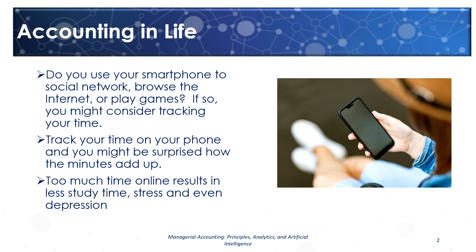Before we jump into job order costing, let's connect this to something familiar. Think about your smartphone usage. Many people spend far more time than they realize on social media, browsing the internet, or playing games. If you tracked your time, you might be surprised how quickly the minutes add up. Too much time online can reduce study time, increase stress, and even contribute to depression.